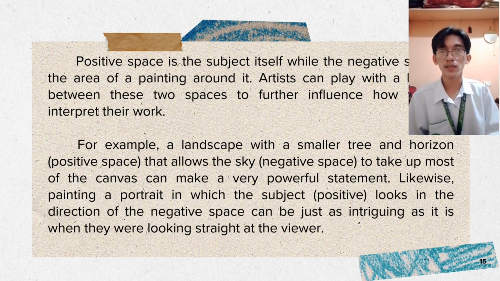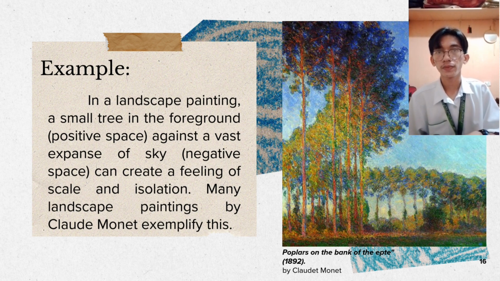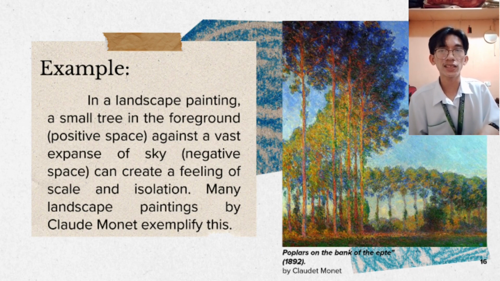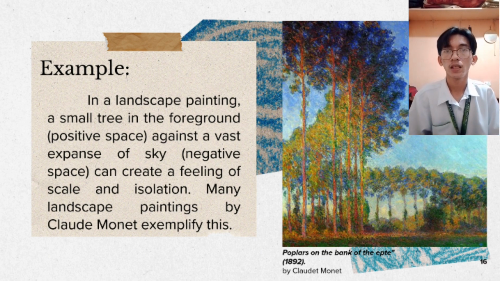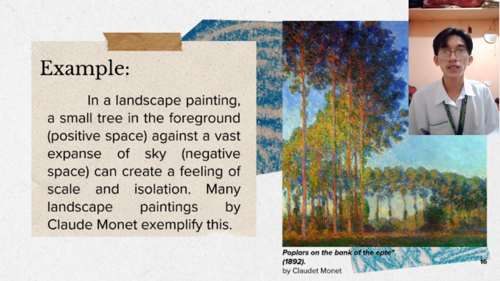So we have here an example of a painting that shows space. The example here is the landscape painting of Claude Monet, The Poplars on the Banks of the Epte. In a landscape painting by Claude Monet, a small tree in the foreground, the positive space, against a vast expanse of sky, the negative space, can create a feeling of scale and isolation.